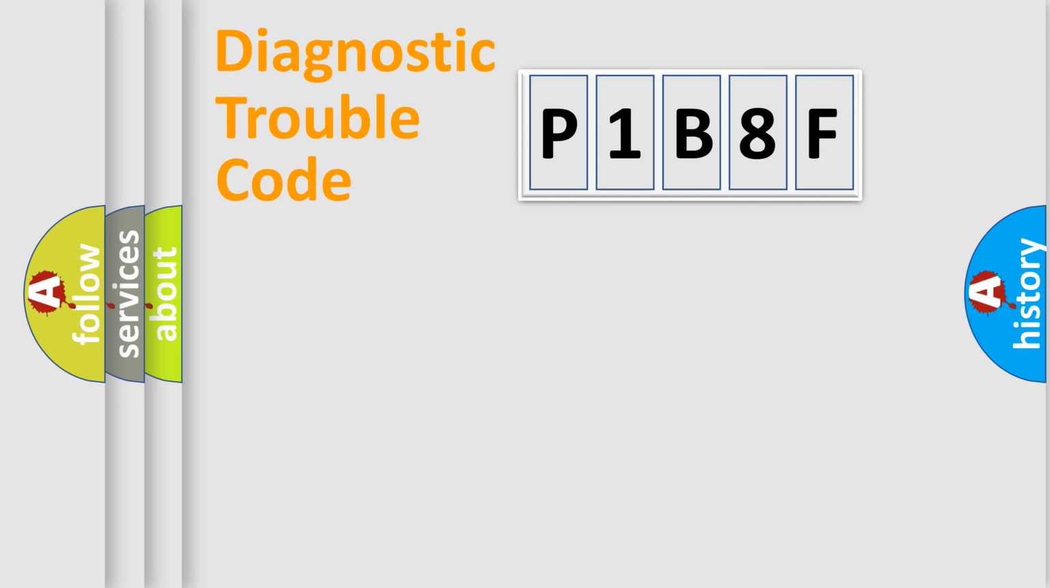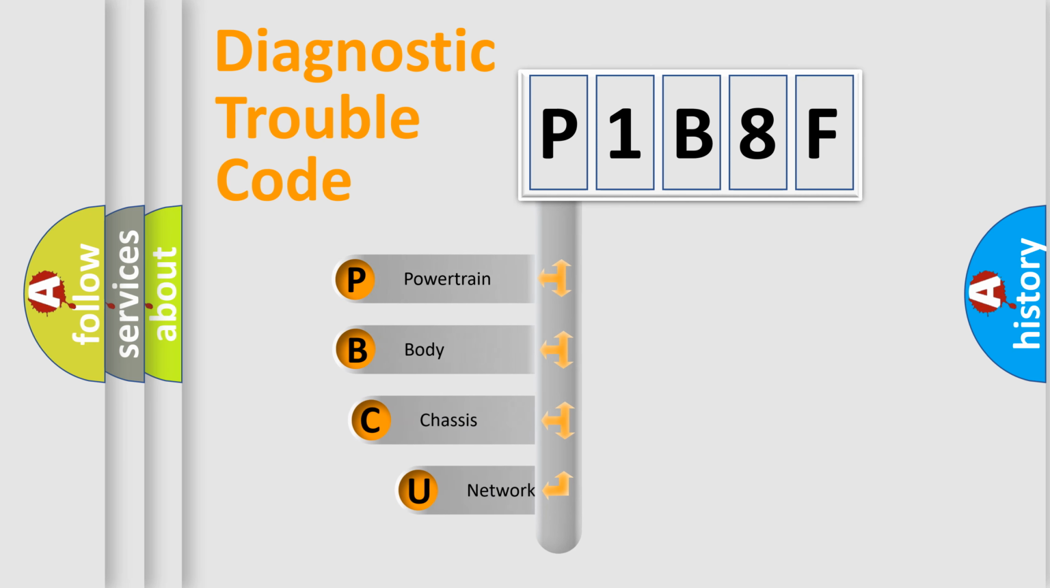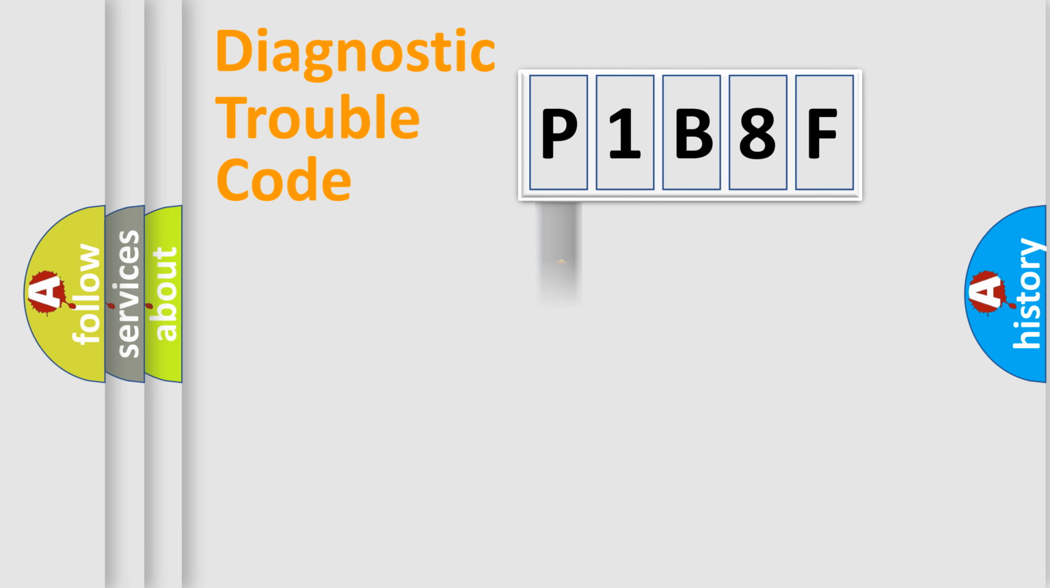Let's do this. First, let's look at the history of diagnostic fault code composition according to the OBD2 protocol, which is unified for all automakers since 2000. We divide the electric system of automobile into the four basic units: powertrain, body, chassis, network. This distribution is defined in the first character code.